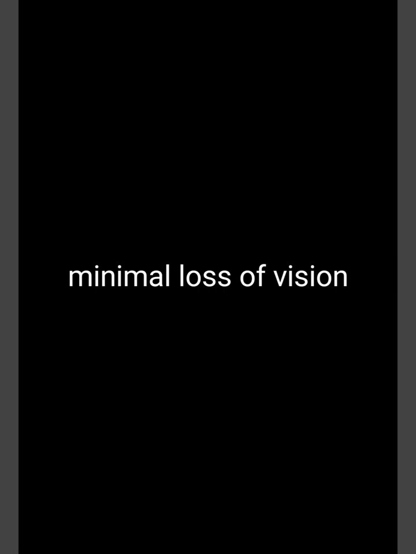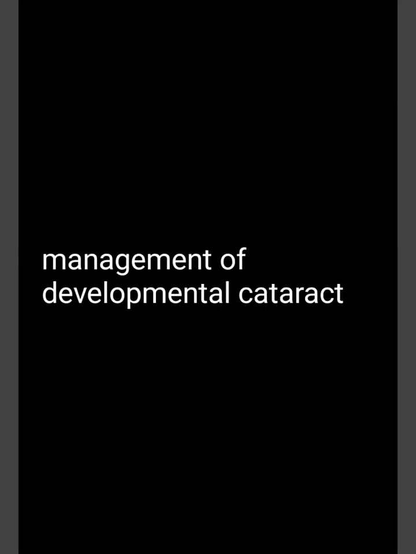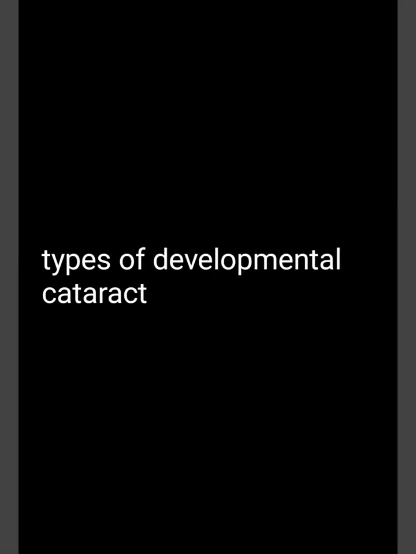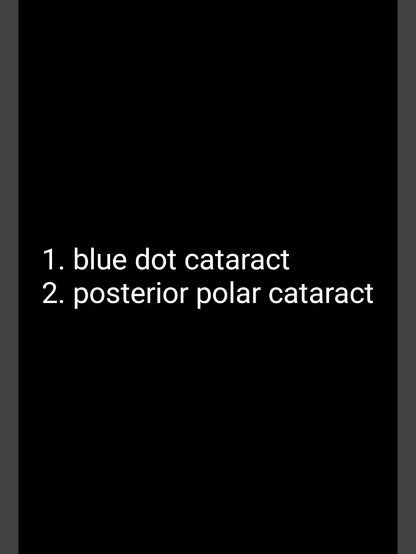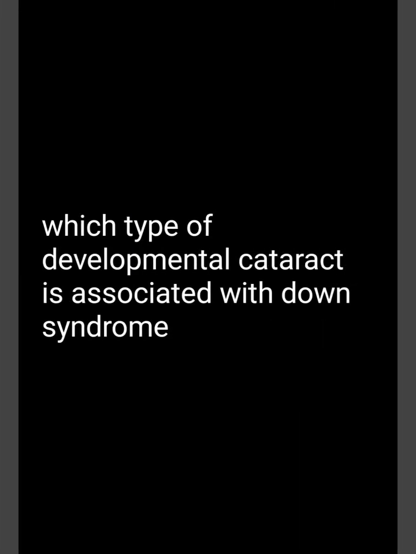Symptoms of developmental cataract: minimal loss of vision. Management of developmental cataract: wait and watch. Types of developmental cataract: 1. Blue dot cataract. 2. Posterior polar cataract.